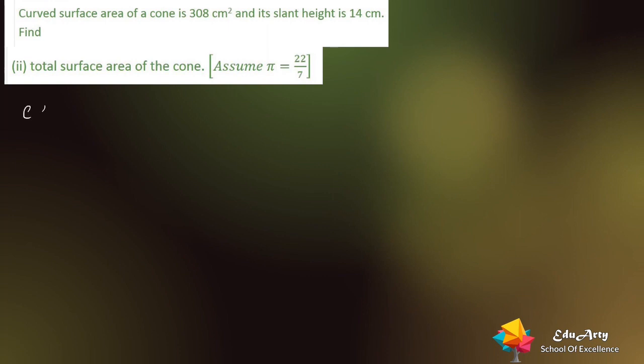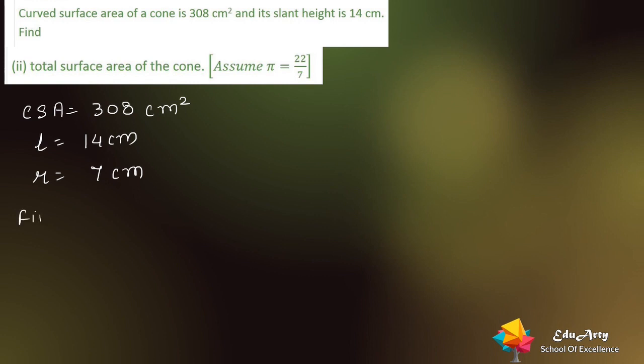Now we know the CSA. CSA is given to us, which is 308 centimeters square, correct. We know L, which is equal to 14 centimeters, and then we know R. Now R we saw in the previous solution, which is 7 centimeters, correct. Now what are we supposed to find out? We are supposed to find out the TSA. Pi value is already given to us.